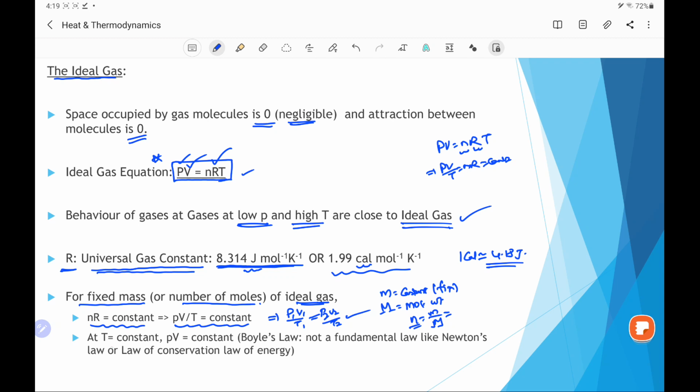In this equation, if T is also constant, then PV will be constant. The product of pressure and volume will be constant. And this is Boyle's law, which we have already read. And this is not a fundamental law like Newton's law or the law of conservation of energy.